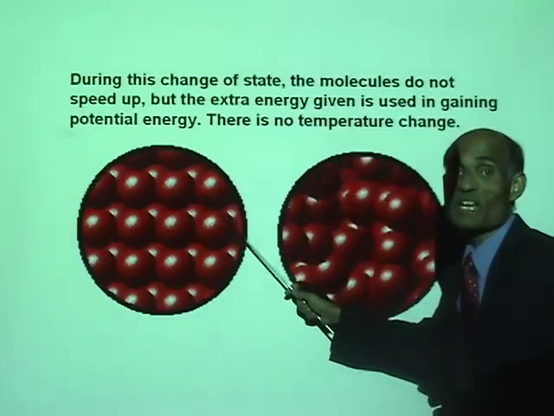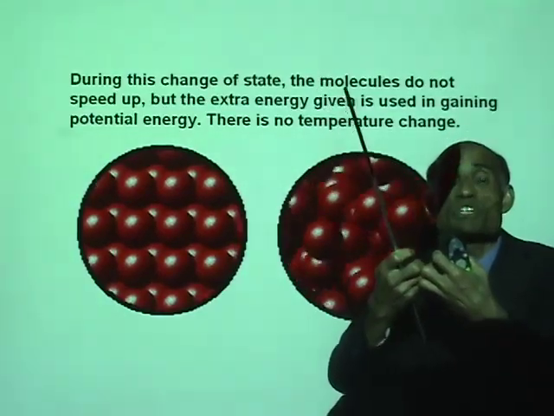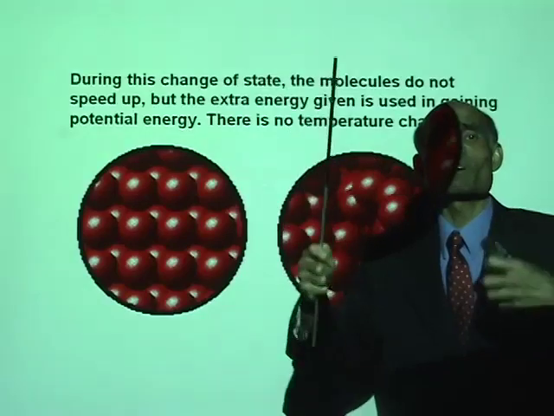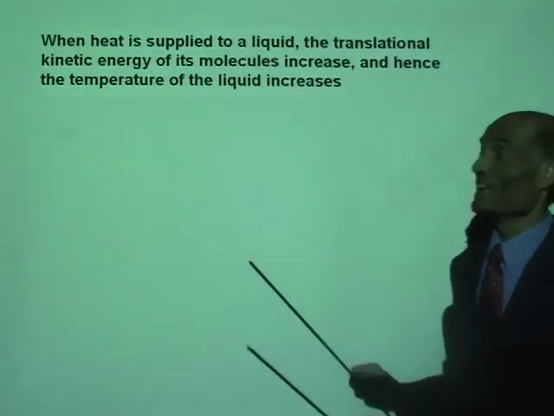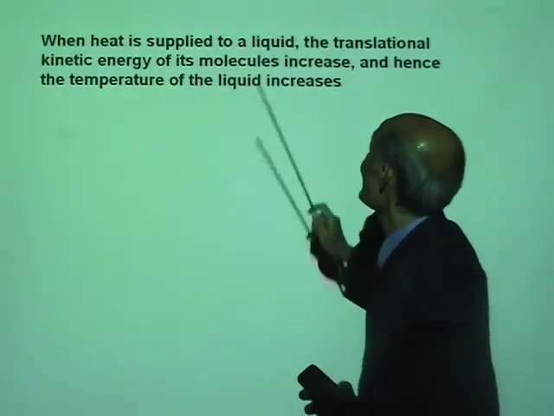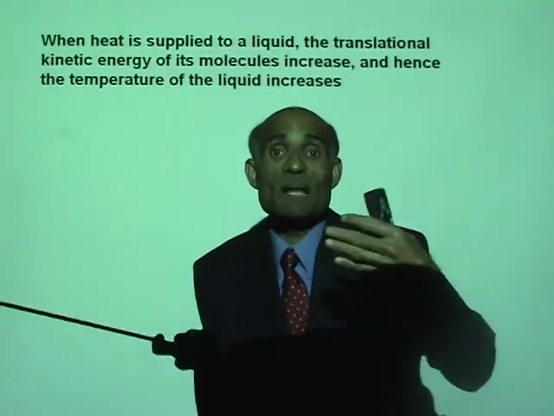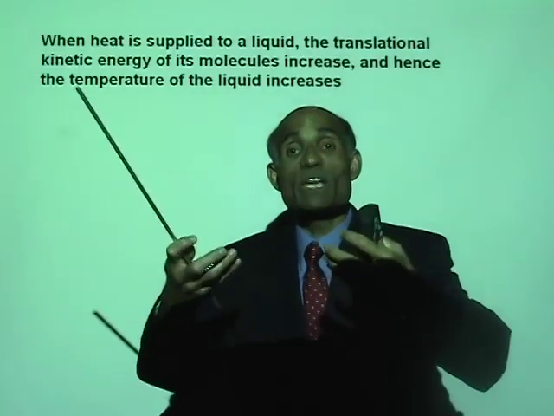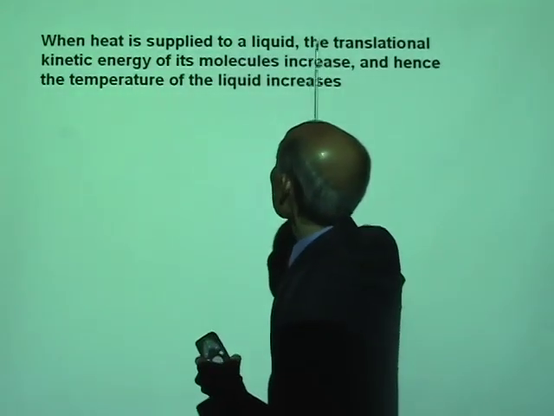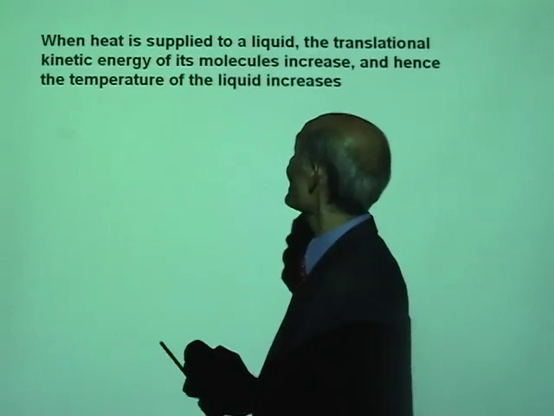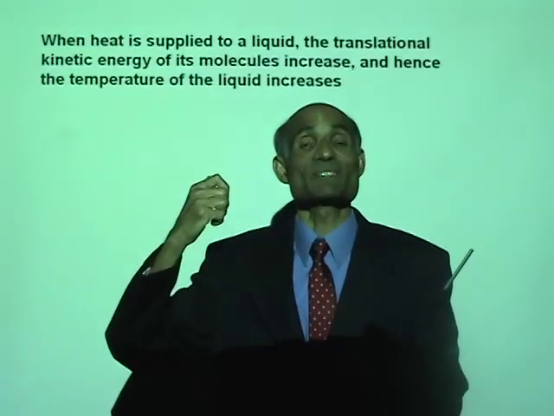The kinetic energy increases, and at the melting point, the extra energy is used in freeing the molecules from one another so that the molecules are now free to move about. Now, when heat is supplied to a liquid, once the solid is melted to a liquid, the molecules will begin to increase their kinetic energy. So when heat is supplied to a liquid, the translational kinetic energy of its molecules will increase and the temperature of the liquid will increase.